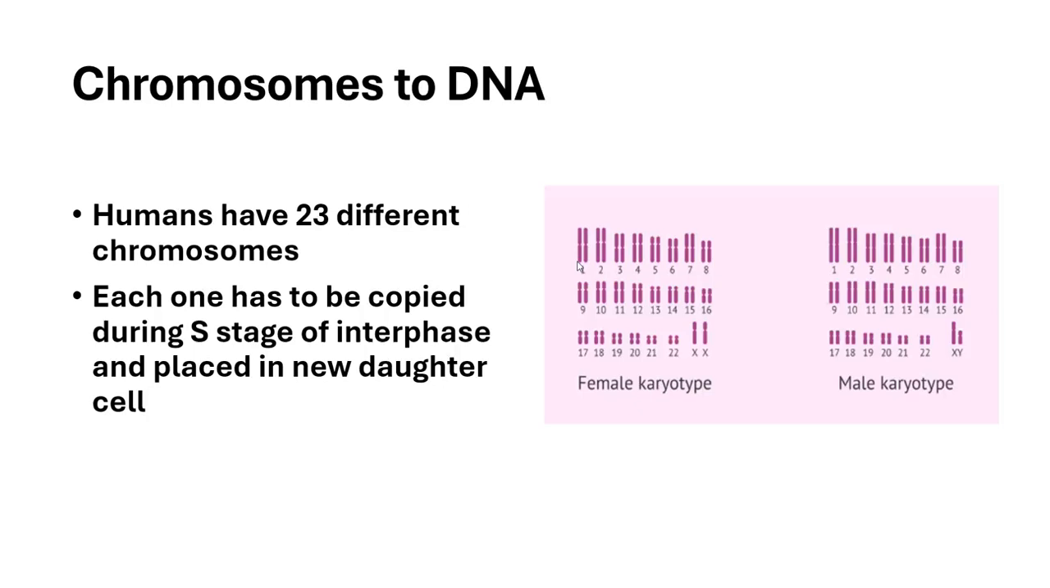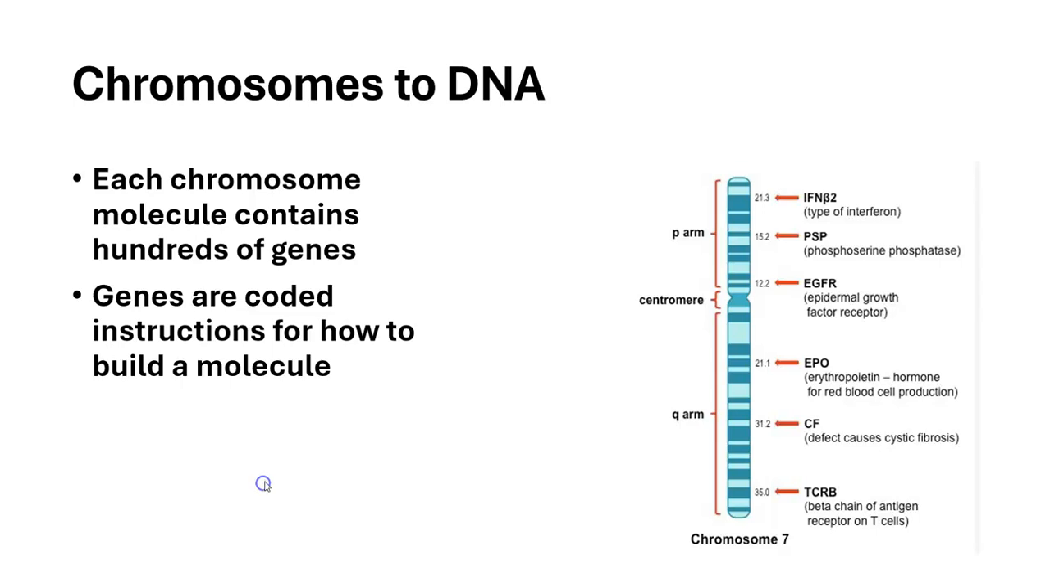So each one of these chromosomes has to be copied during that interphase stage of S so that the new daughter cells that are produced will each receive a copy of those chromosomes. Keep in mind that along the length of the chromosome, there are different genes that can be found.